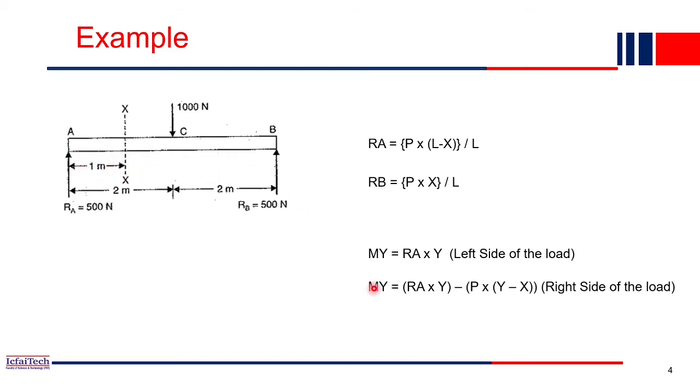Ra into capital Y is positive, which is a clockwise moment acting, and another force is acting which is anti-clockwise. It is 1000 Newton, and it will be anti-clockwise because we are finding the bending moment at this section. So it will be P into the distance from C to the section where we are finding it. From here to here the total is Y, minus from A to C which is X, so Y minus X. So this is the formula of My.